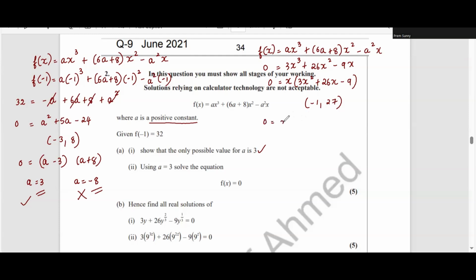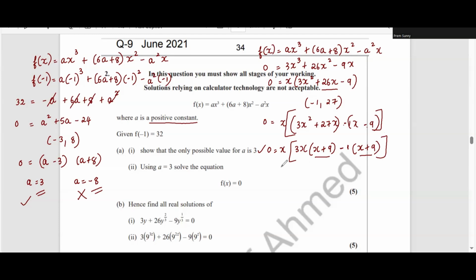So 0 equals x into, splitting the middle term, instead of 26x we write 3x squared plus 27x minus 1x minus 9. Now split them into two brackets. 0 equals x into 3x squared and 27x, where 3x is common, leaving x plus 9. And nothing is common in the rest, so I'll take 1 outside. Minus into minus is plus, therefore x plus 9. We always have to get the things inside the bracket the same.